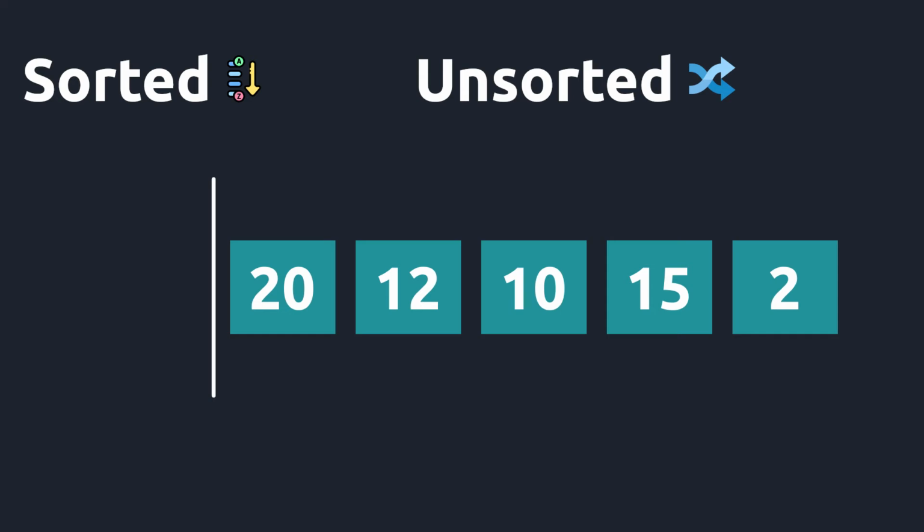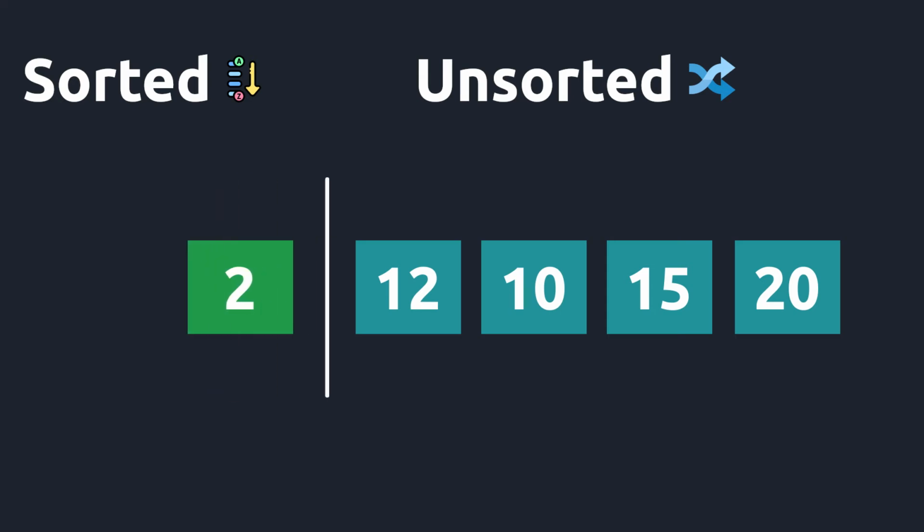In the unsorted portion, find the lowest element. In our case, it is 2. So replace 20 with 2. Swap their position. The items which are already sorted will be kept in the sorted portion because we are not going to sort them again. We will only work with the unsorted part.